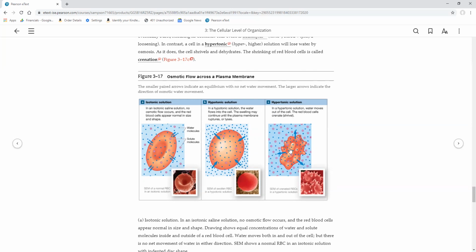This is called crenation, and if this goes too far, this will be hemolysis, and this is only in red blood cells, by the way. What you see here is a red blood cell, yes? A biconcave disc, that's a red blood cell. If it swells and ruptures, it's called hemolysis. Now, if it's shrinking, it's called crenation, and that's just for the red blood cells.